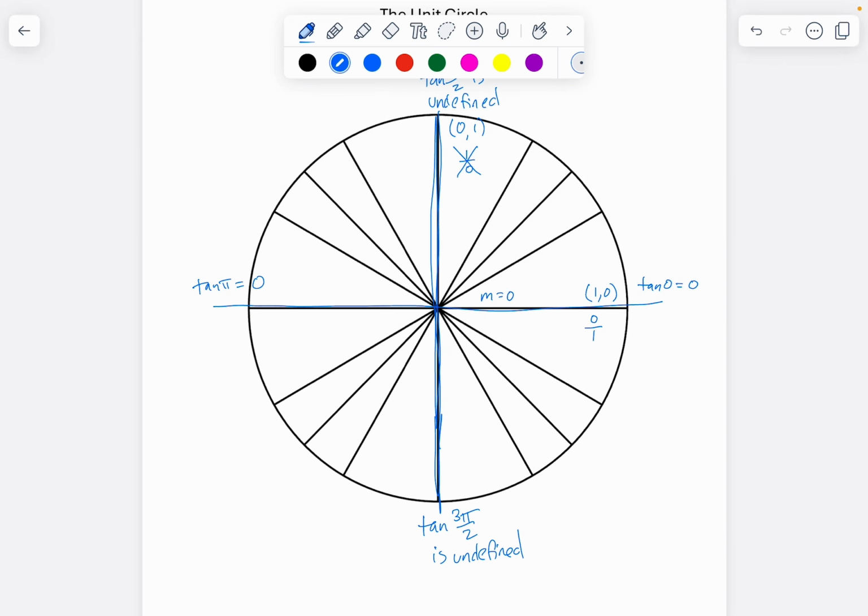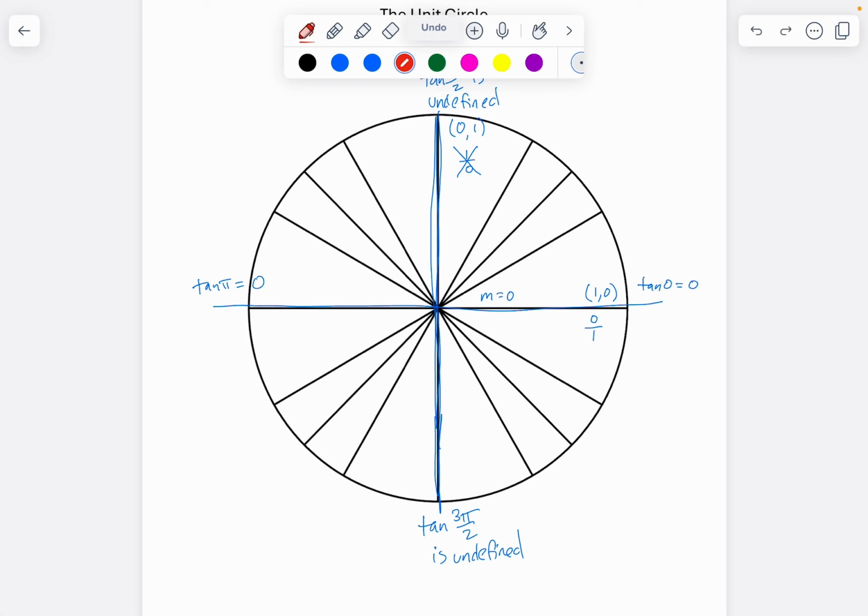So there are the first 4 tangent values that I would say are the easiest. An undefined slope is a vertical line. A slope of 0 is a horizontal line. Those are great. The next 2 that I think are the next easiest, I'm going to do on this circle. The ones after that I'll do on a different circle.